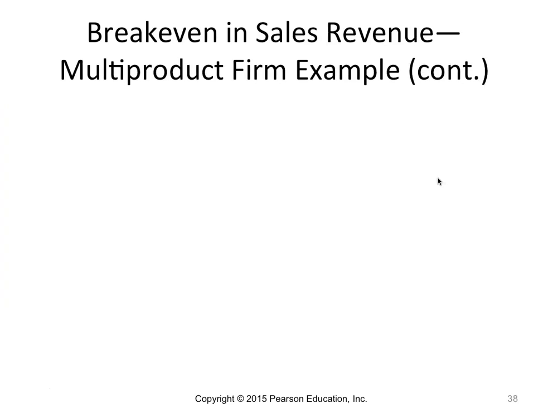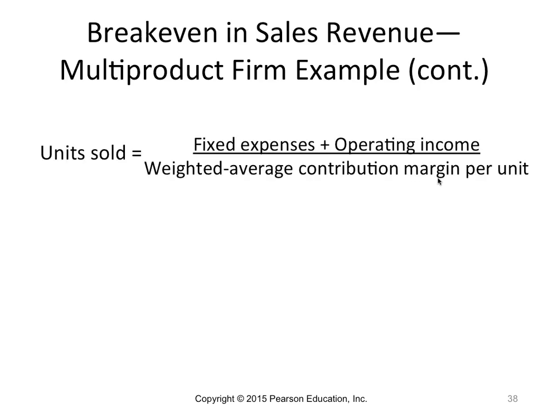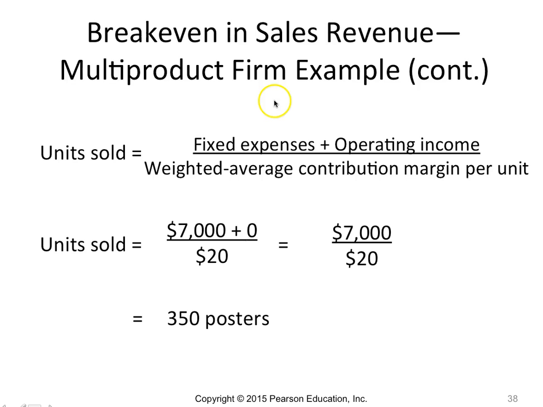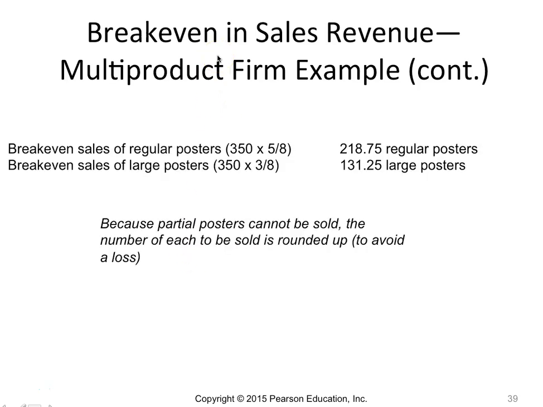So break-even in sales for multiple products, from the example here. The same idea: fixed expense plus operating income of 0, divided by the weighted average contribution margin per unit. We have 20, so 350 posters. This is a mix of large and regular ones. 5 out of 8 is the regular, 3 out of 8 is the large, so the total of those will be 350 posters, so that we can reach the break-even point.